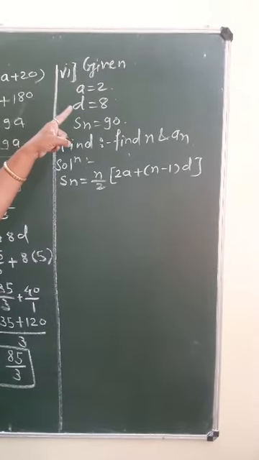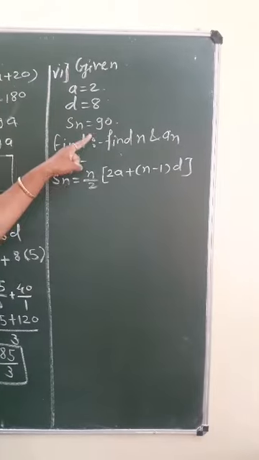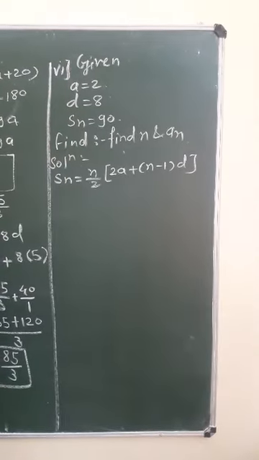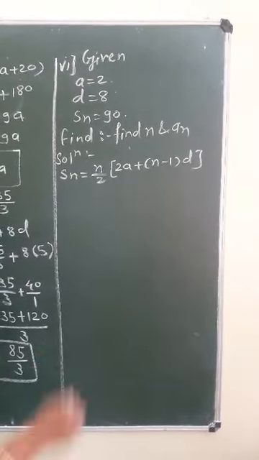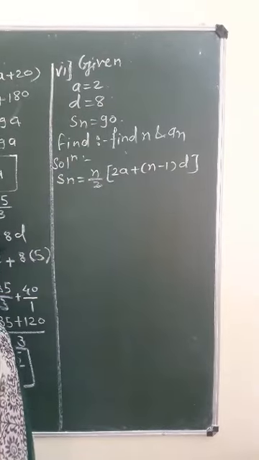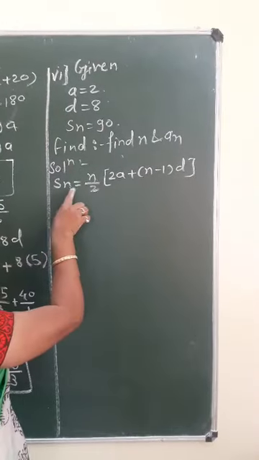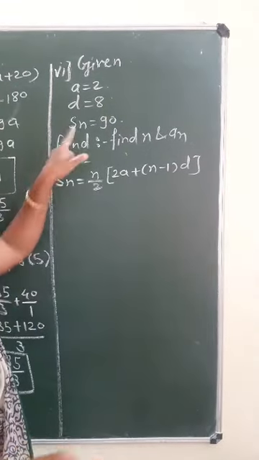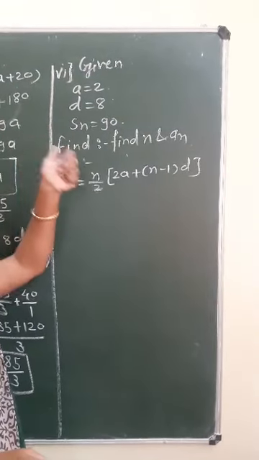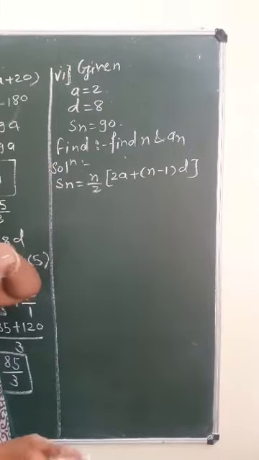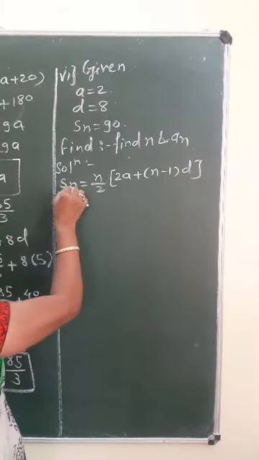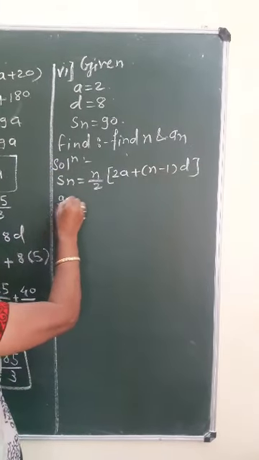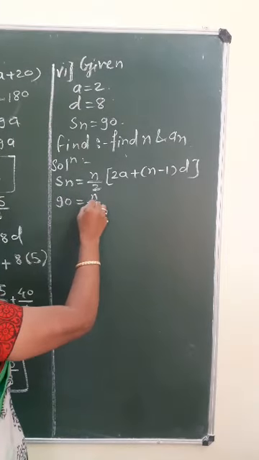Sixth problem given, a is equal to 2, d is equal to 8, Sn is equal to 90, and here we have to find the value of n and an. Sn given means we have to write the formula for Sn. Sn is equal to n by 2 times 2a plus n minus 1 into d. Here they have given Sn, not the special value of S20 or S30. That's why we have to write this formula only, and we will get 90 is equal to n by 2.